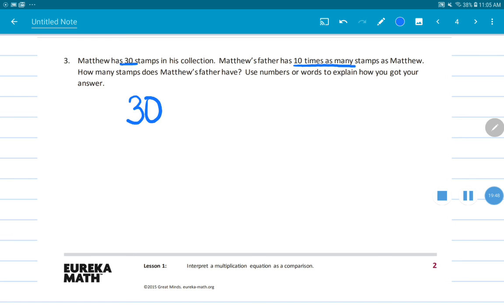So how can we write that as an equation? What can we do, Jacob? 30 times 10. We have the 30 stamps that Matthew has. If we multiply 30 times 10 to show the 10 times as many as his father has, what's my answer going to be, Caden? 300. How do you know that? Because I added 30 to that. Okay, and we could also prove that on our place value chart, because each time we multiply by 10, we go to the next highest place value.